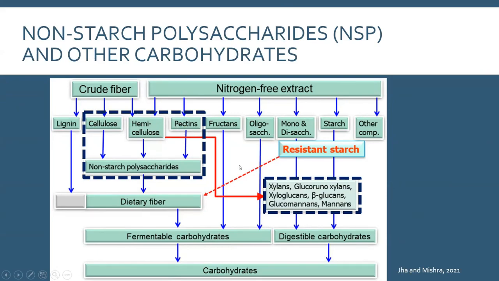So if we use corn, soy, wheat, some byproducts like copra, rice bran, palm kernel, we would always have this part of hemicellulose, cellulose, and pectins. And among those NSPs, the predominant ones are the xylans, xyloglucans, beta-glucans, glucomannans. So where can we find them? Usually we find them in all the raw materials that we use in our feed formulations.